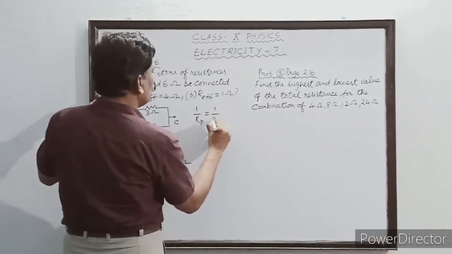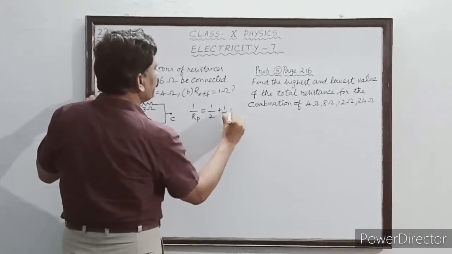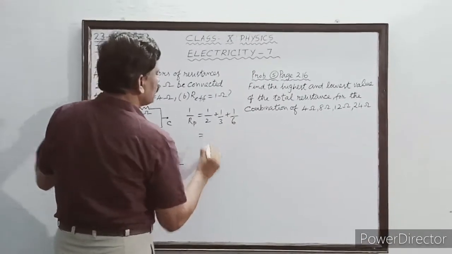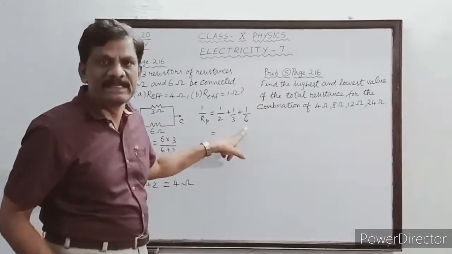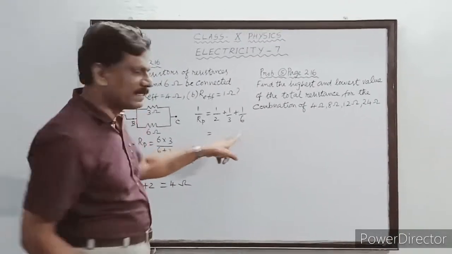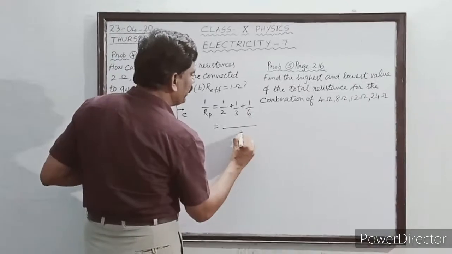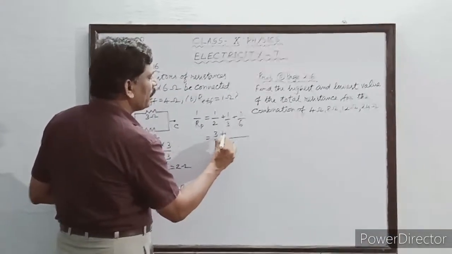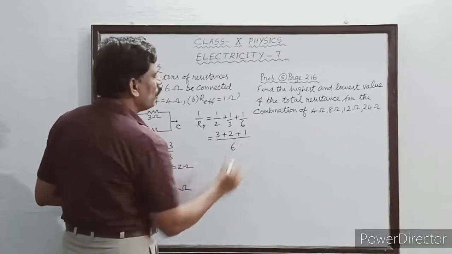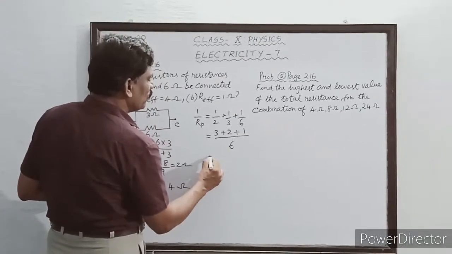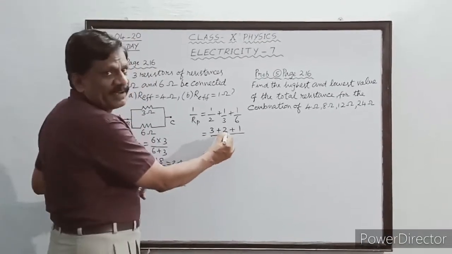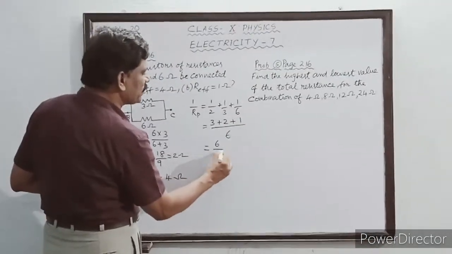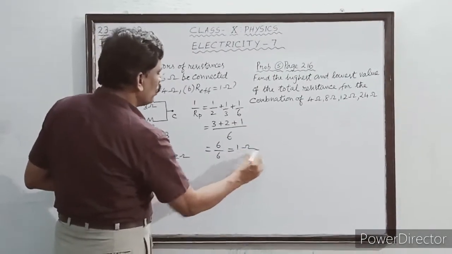1 by 2 plus 1 by 3 plus 1 by 6. So what is the LCM here? It is 6. So I will write the denominator now, that is 6. So this is 3 2s are 6, plus 2 3s are 6, plus 1 6 is 6. So this is equal to (3 plus 2) 5, 5 plus 1 is 6, 6 by 6. So 6 by 6 is equal to 1.